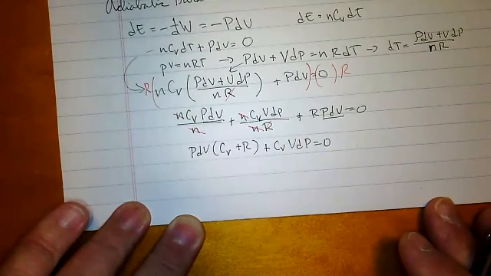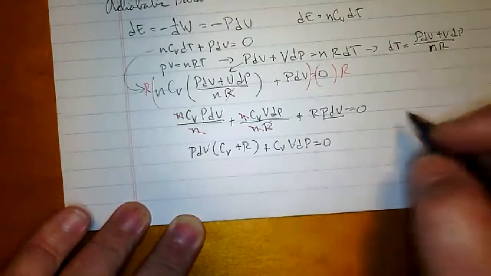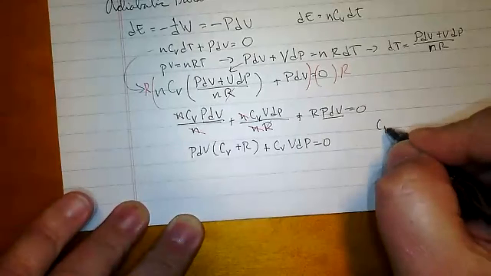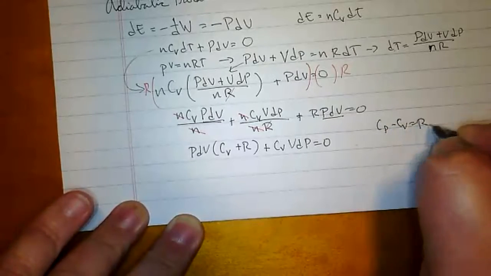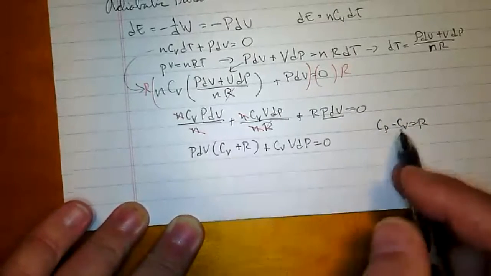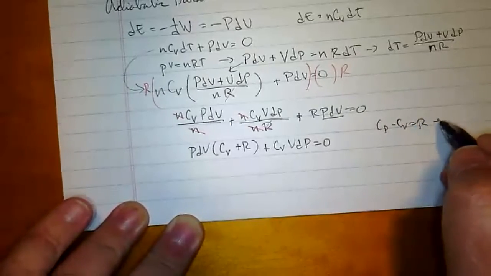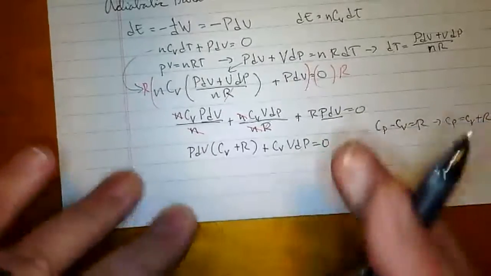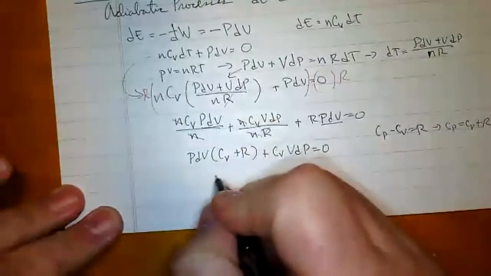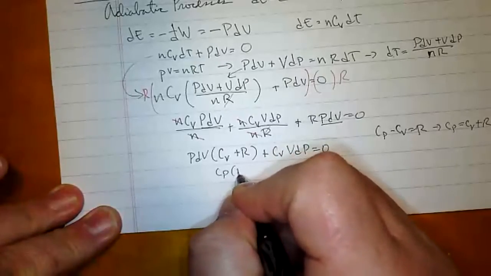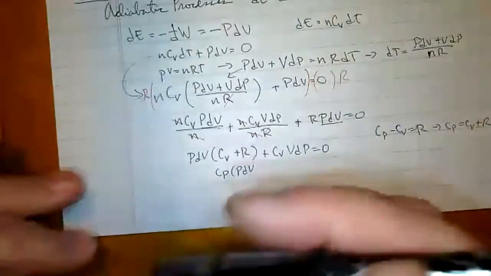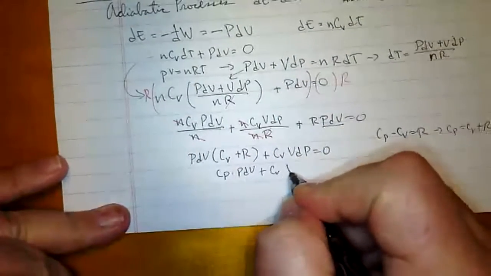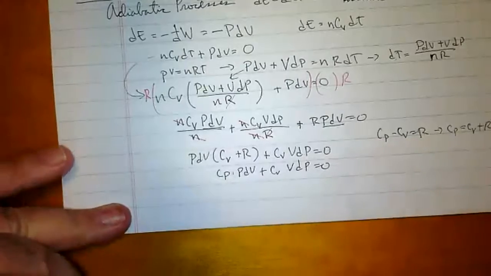So what I can do is take my expression that CP minus CV equals R and realize that if I add CV and R together, then I get CP is equal to CV plus R, which is exactly what that is. So now I can say CP times P dV. Actually, I don't need to write that parenthesis at all. CP times P dV plus CV times V dP is equal to 0.